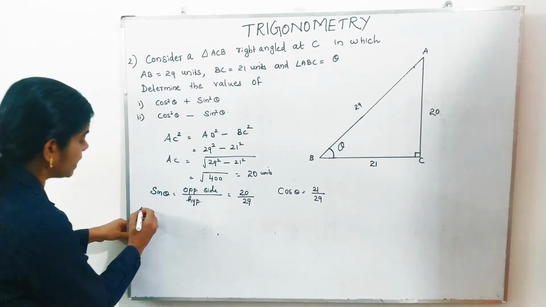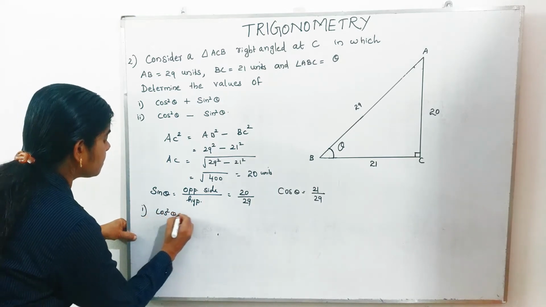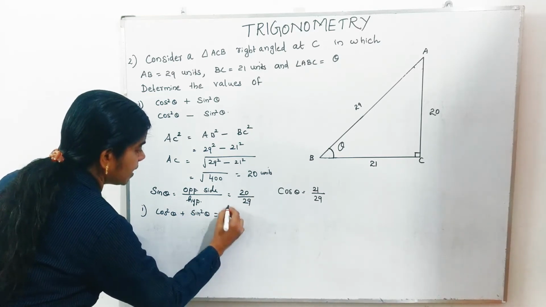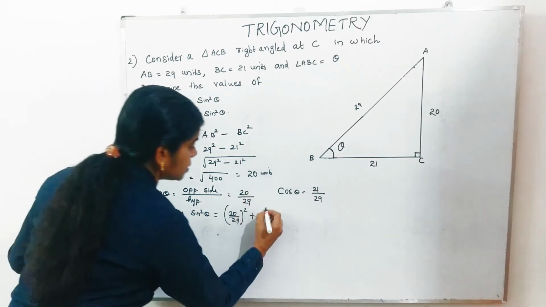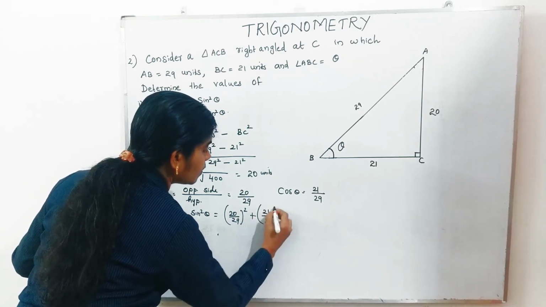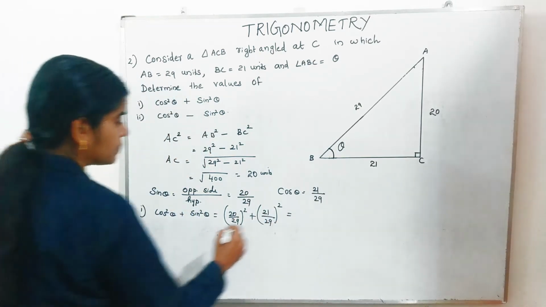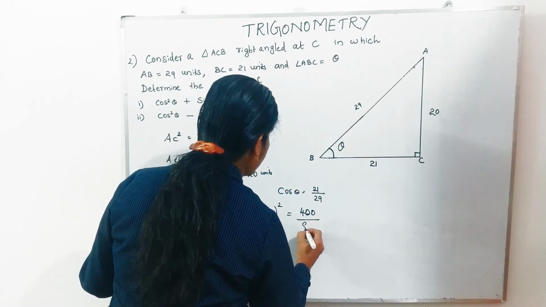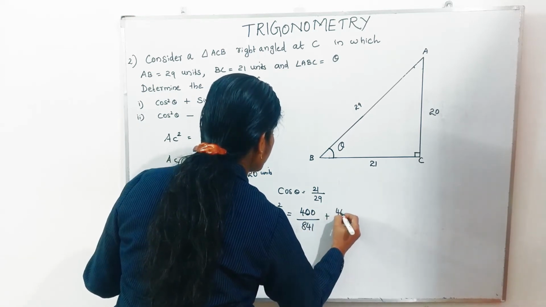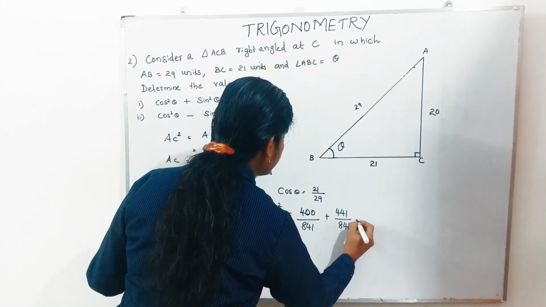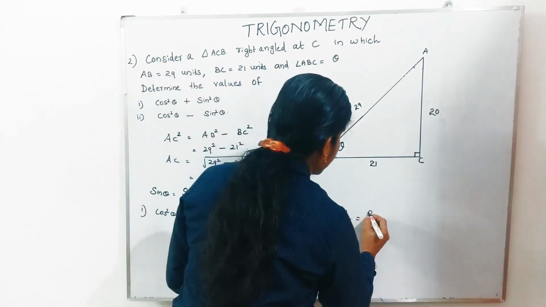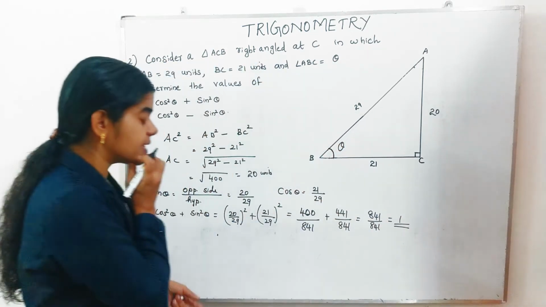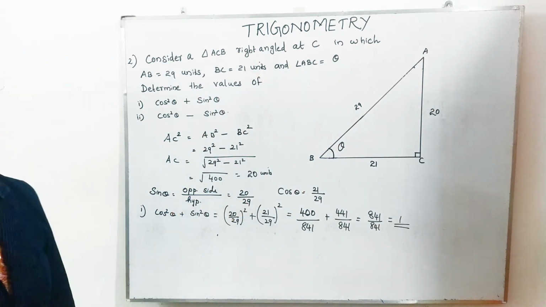Then the first question: cos square theta plus sin square theta is equal to 20 by 29 whole square plus 21 by 29 whole square. That is 400 by 841 plus 441 by 841. Then you will get 841 by 841, that's equal to 1. Sin square theta plus cos square theta's value you got is 1.